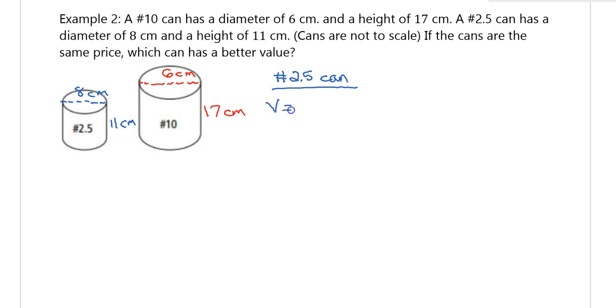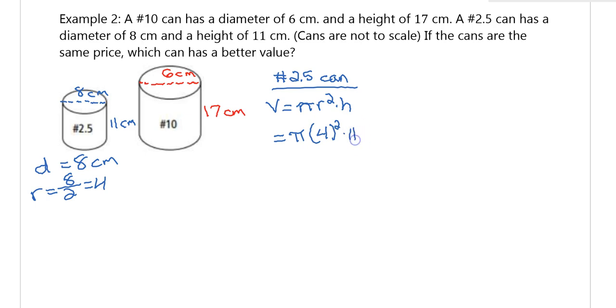So again, volume equals pi r squared times height, which equals pi times, hold on, my diameter is 8 centimeters. I need to find my radius, which is going to be 4 centimeters. Okay, so be careful with that. And then my height is 11.